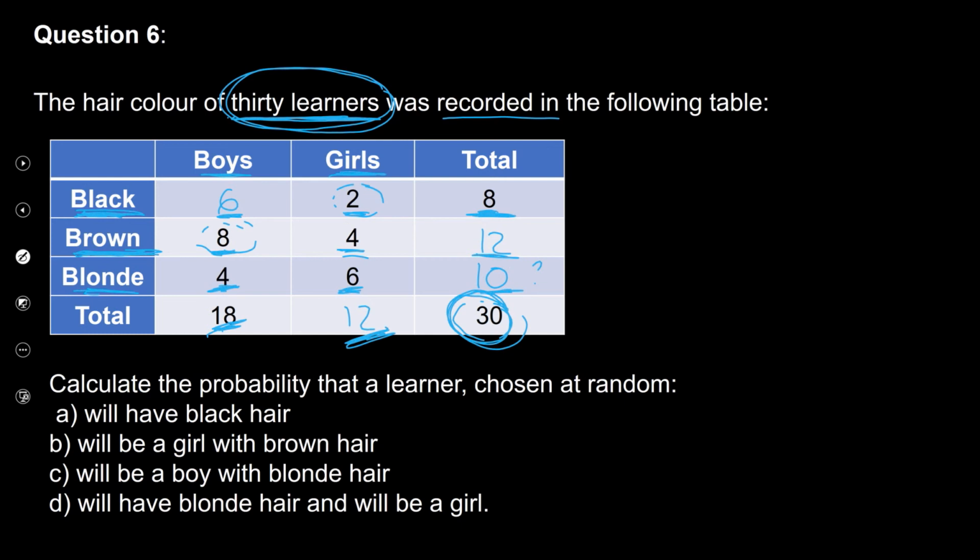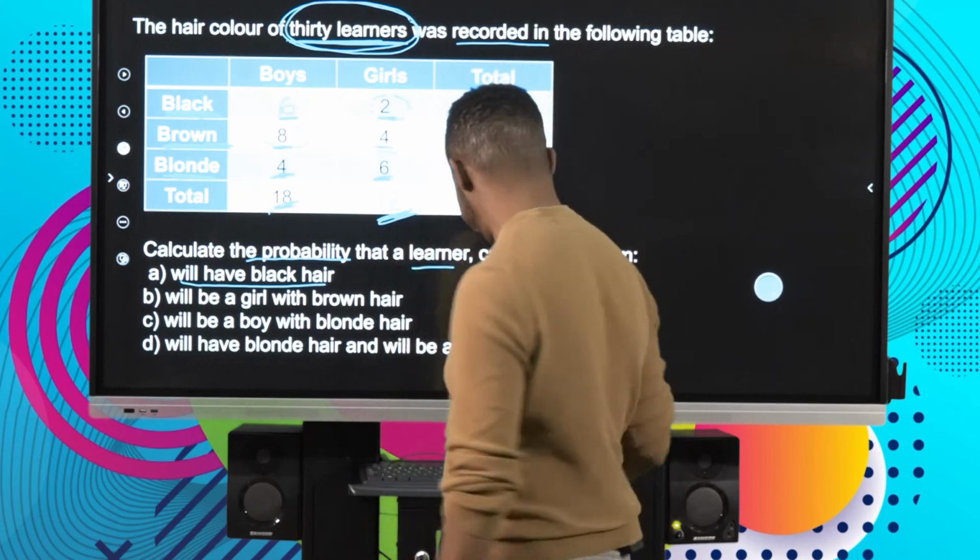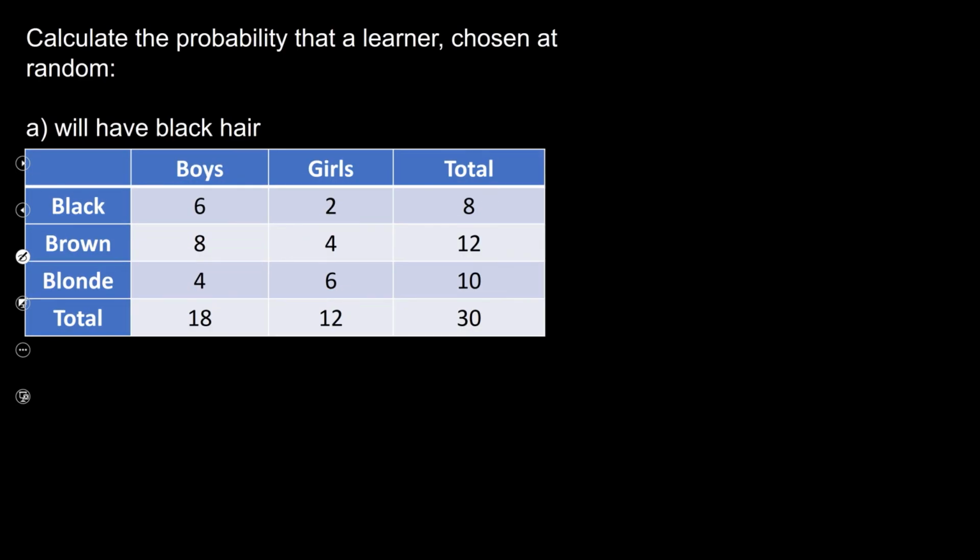Now let's look at the questions. Calculate the probability that a learner chosen at random will have black hair. What is the chance that if we select a learner from the 30, we'll find that the learner has black hair? Okay, let's look at this. So the table is completed here. So if you look at this, what do we have to do?